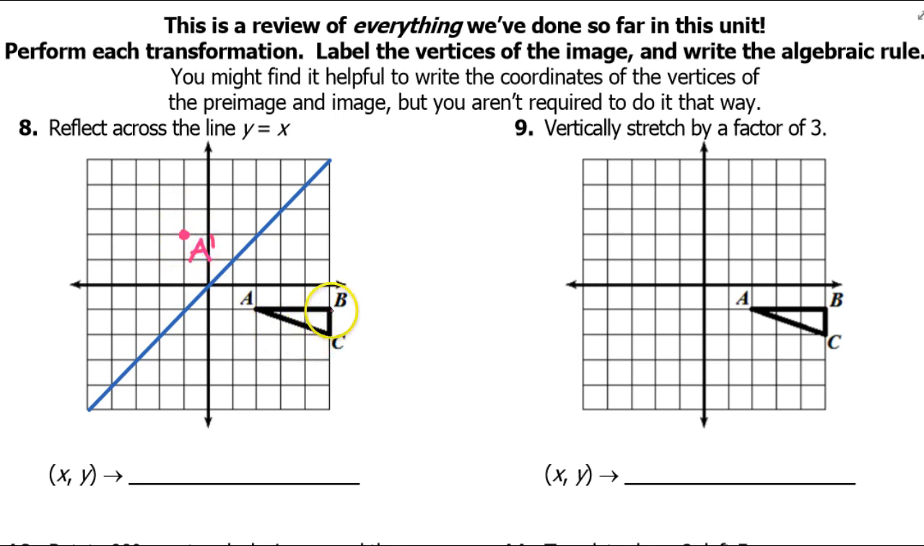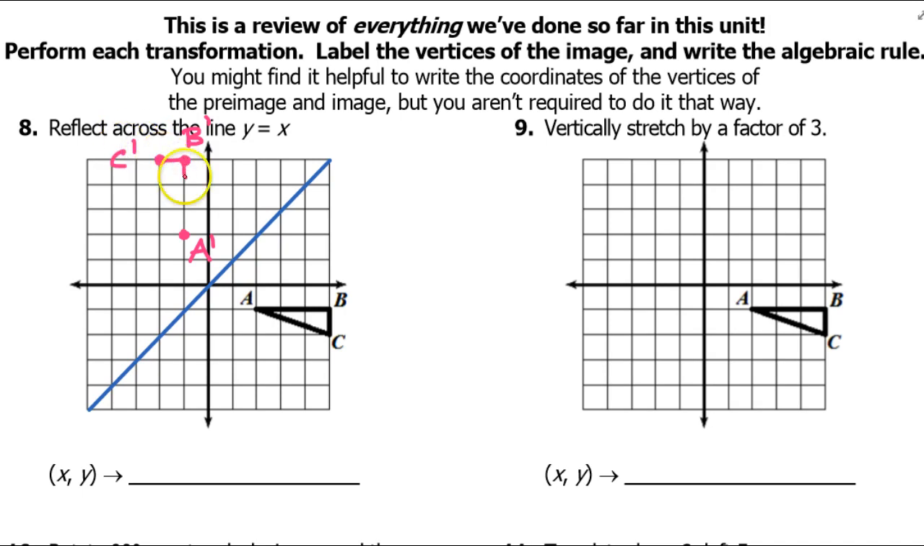Okay, how about point B? Point B is 1, 2, 3 diagonal squares away. So if I go 1, 2, 3 squares diagonally on the other side, that should be the point B prime, the image. And now C. Point C diagonally is 1, 2, 3 and a half. So there's the half. And now I'll go my 1, 2, 3. And there is the point C prime.